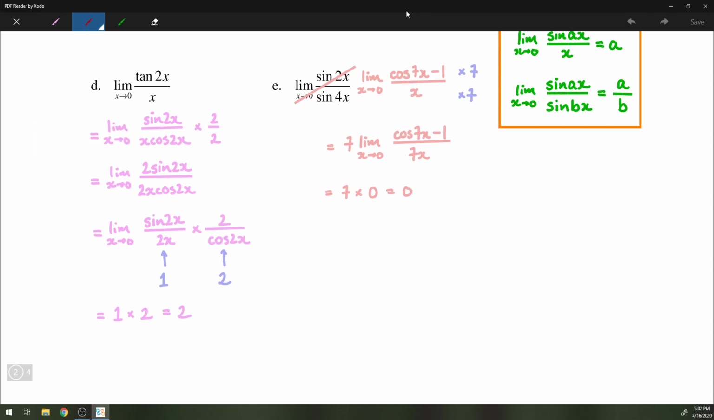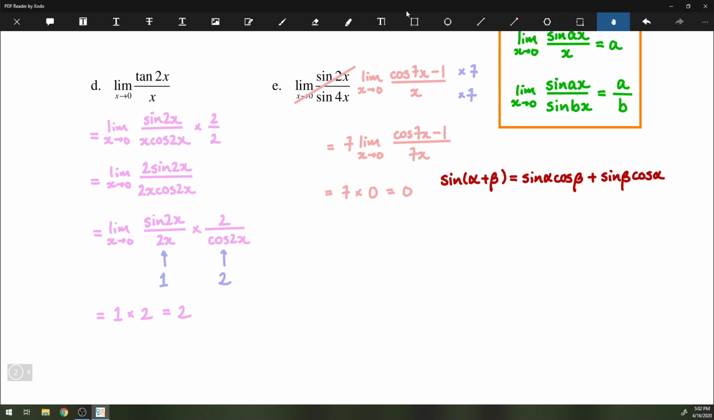I'm just going to write it in darker red. So sine of alpha plus beta is, of course, equal to sine alpha cosine beta plus sine beta cosine alpha. And of course, that's also from pre-calculus 12, and we have reviewed it. We have reviewed the trig identities already, so we're going to apply them here. Right. So how do we do that?